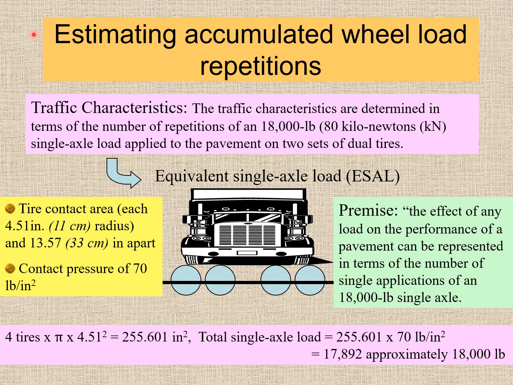Estimating accumulated wheel load repetitions. Traffic characteristics. The traffic characteristics are determined in terms of the number of repetitions of an 18,000 pound, 80 kilonewton single axle load applied to the pavement on two sets of dual tires. This is basically the standard axle which is shown over here. The tire contact area, each 4.5 inches or 11 centimeter radius, and 13.5 inches apart or 33 centimeter apart. Well, this point is important: at contact pressure of 70 pounds per square inch.